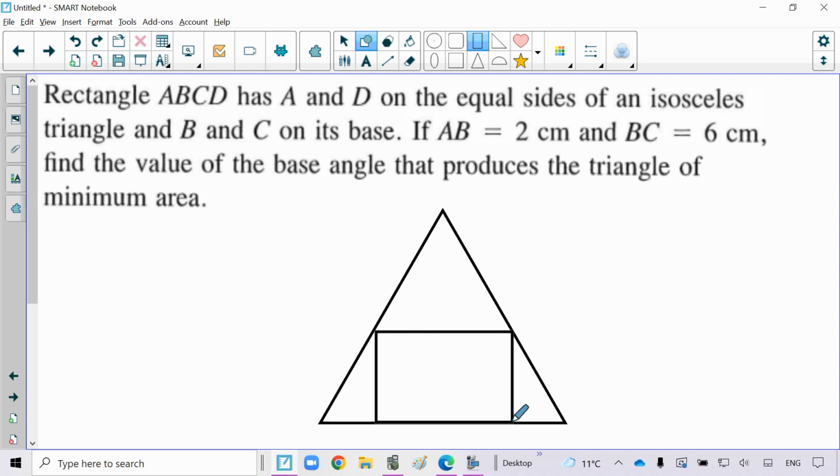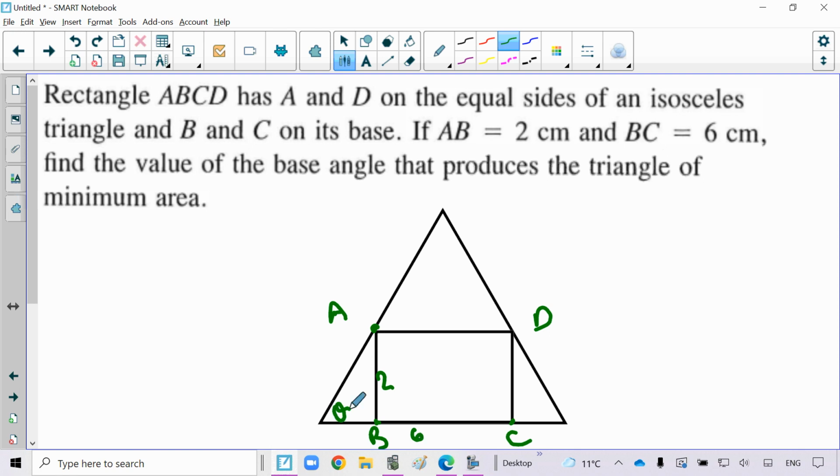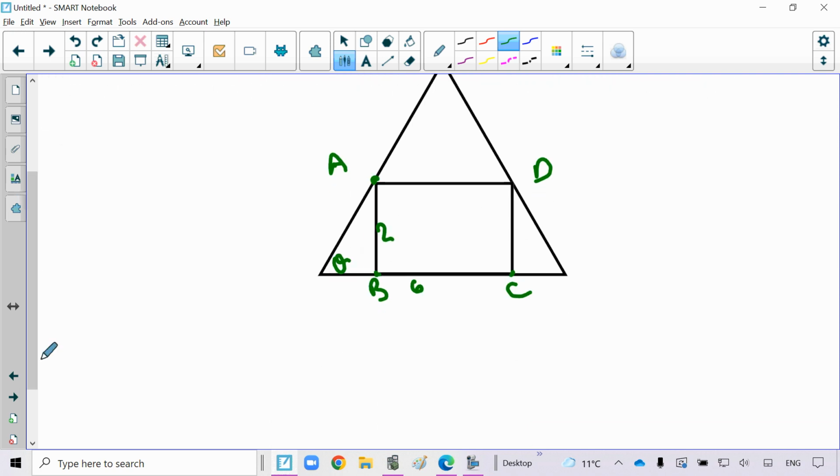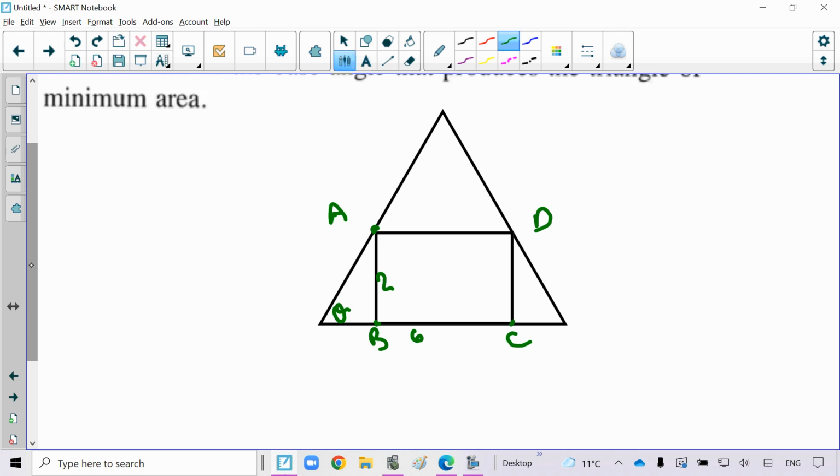Okay. Let's label our vertices. So A and D are on the equal sides of the isosceles triangle, and B and C are on the base. Now I know that AB is 2, and I know that BC is 6. I want to find the value of the base angle, that would be this, that produces a triangle with a minimum area.